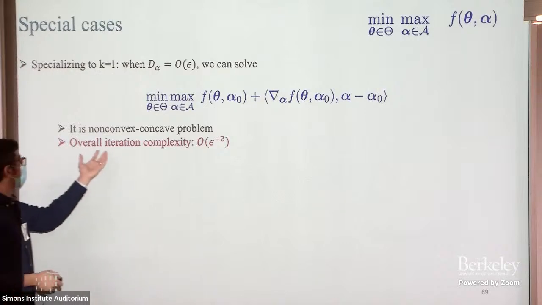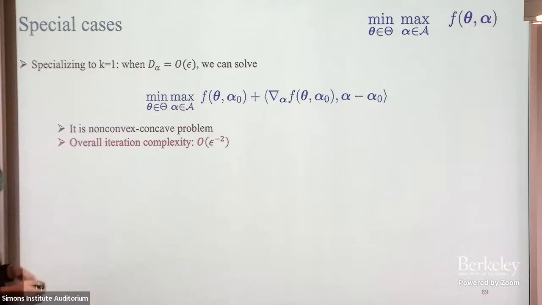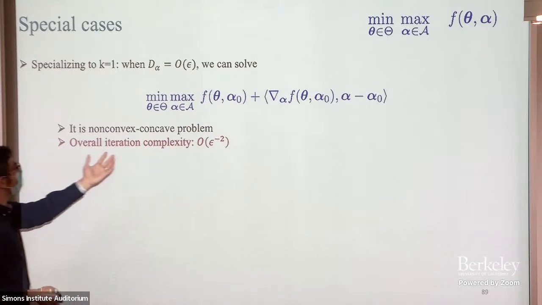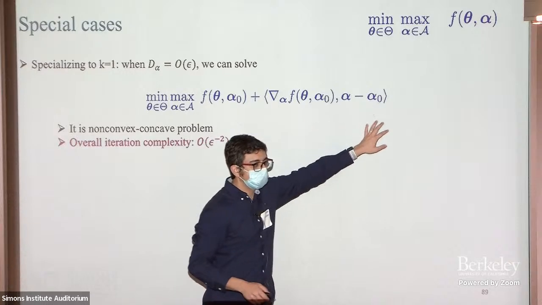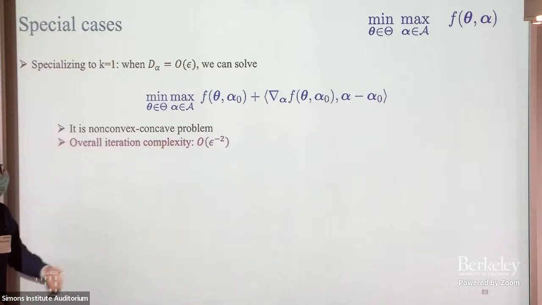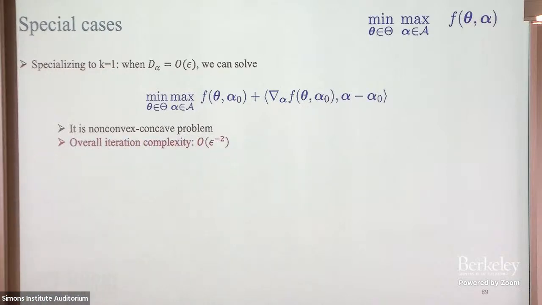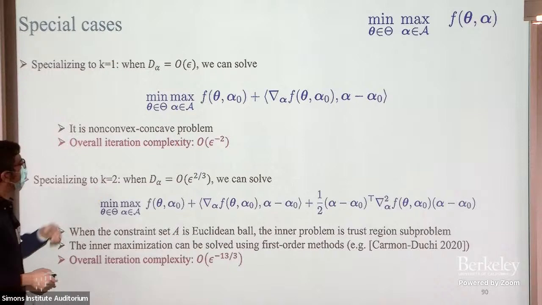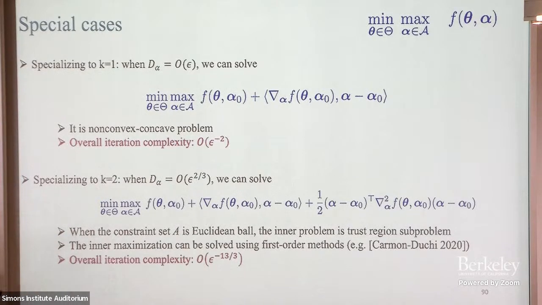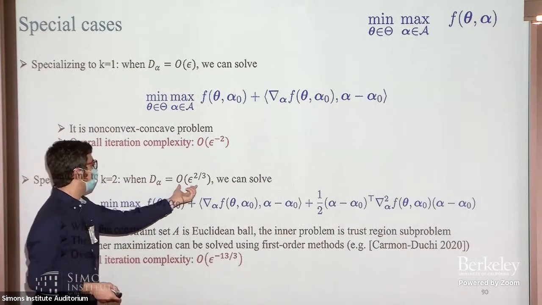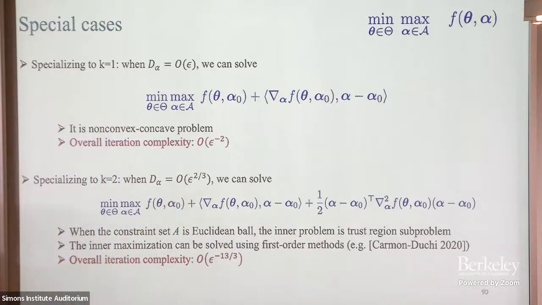You can get an overall iteration complexity of O(epsilon^-2), but you need access to the gradients of this function, which would be the Hessian of the original function, because you need to take the derivative of this term. This gives you the Hessian. You can relax that by using finite differences. If you specialize it to k equals 2, our bound tells you that if your radius is order epsilon^(2/3), then instead of solving the original problem, you can solve this problem, and you can relate the epsilon stationary points.